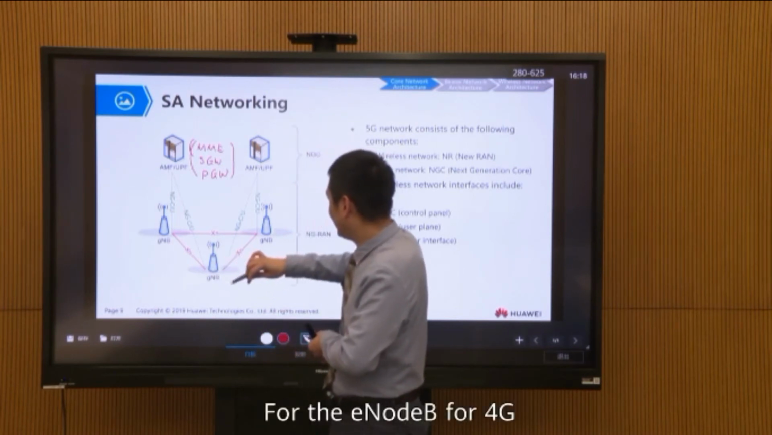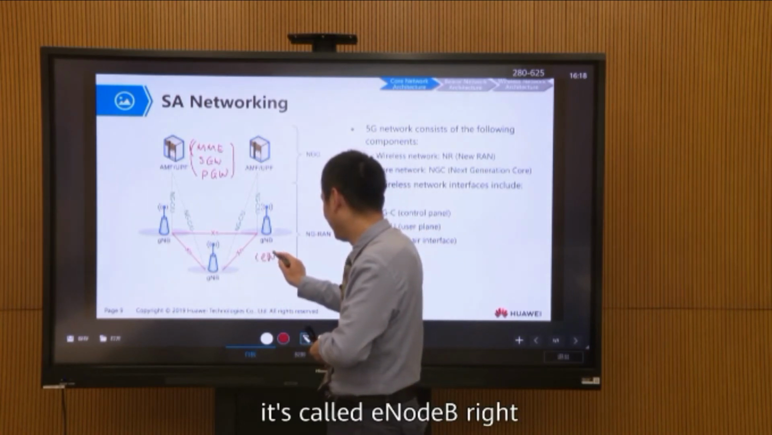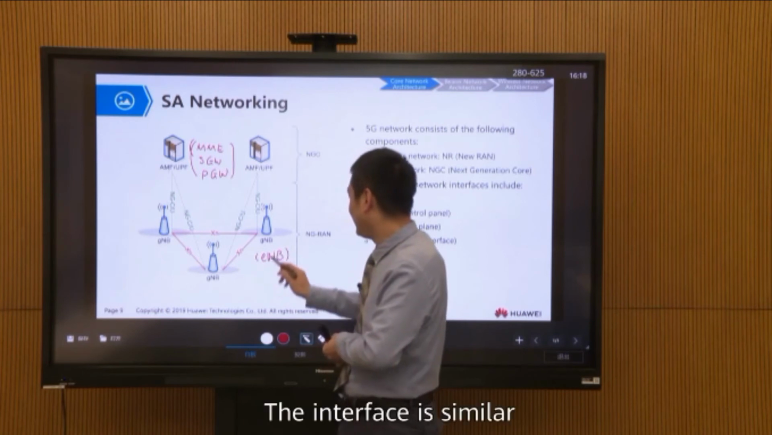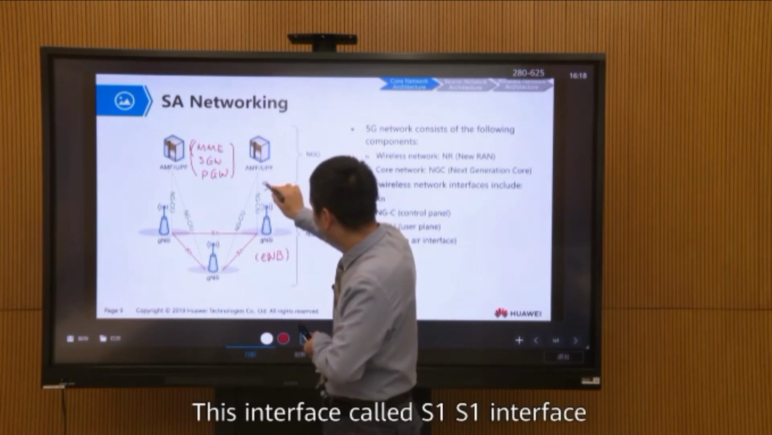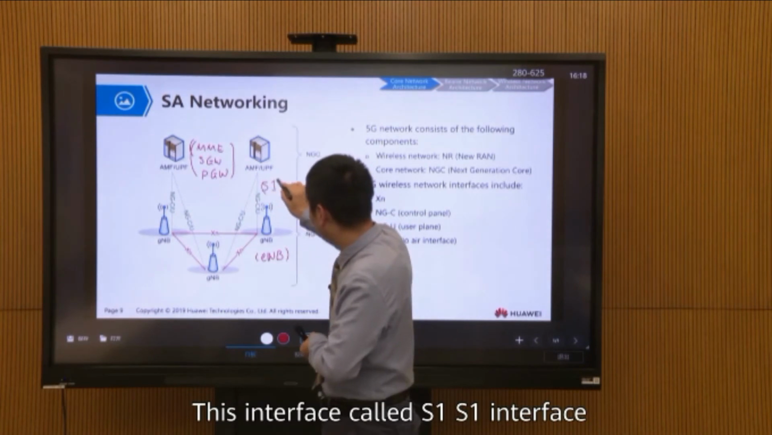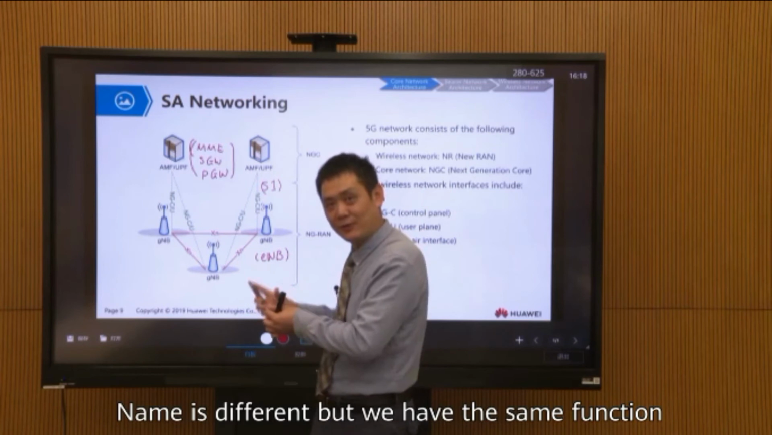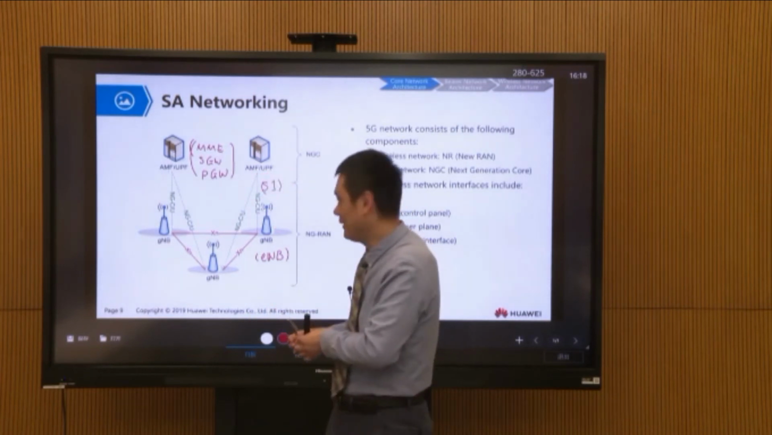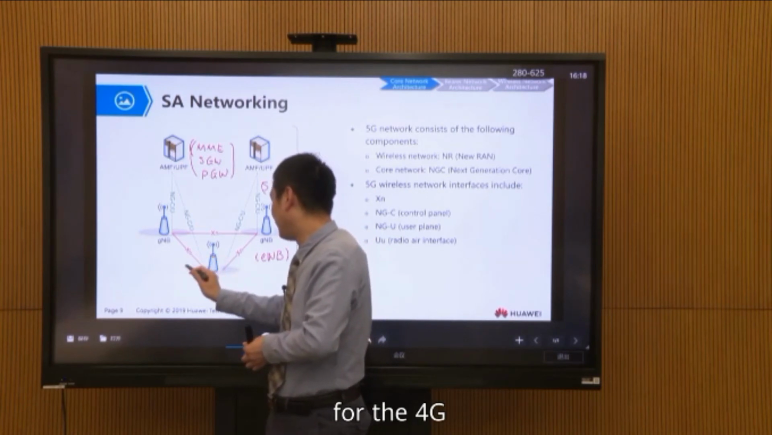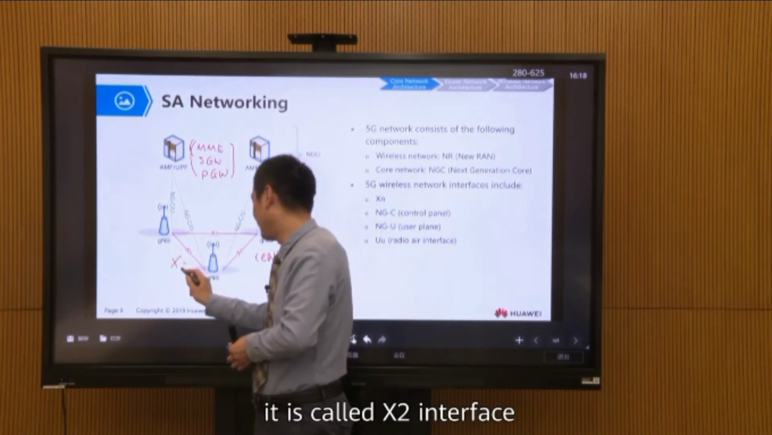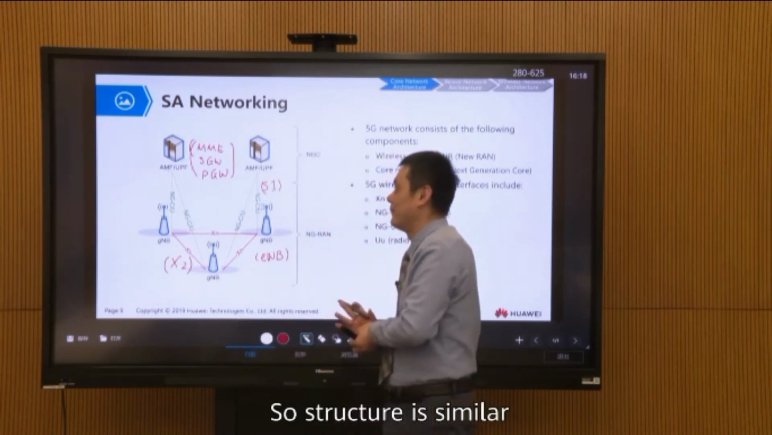And for the eNodeB, for 4G it's called eNodeB, and the interface is similar. This interface is called the S1 interface, and this one is called the NG interface. The name is different, but we have the same function. And the Xn interface for 5G is called the X2 interface in 4G. So the structure is similar.